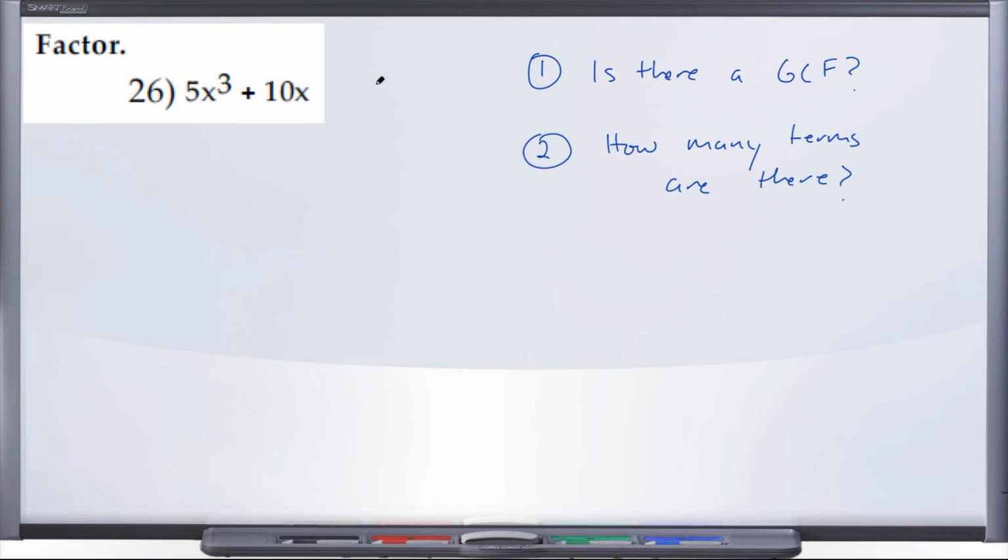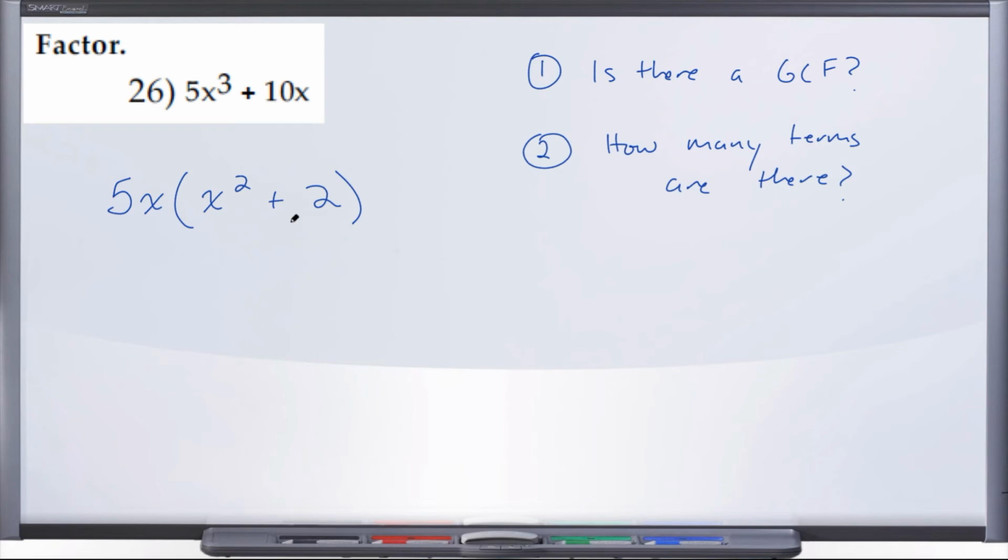Well, first and foremost, let's ask ourselves question one. Is there a GCF? Well, yeah, there sure is, right? We can take out a 5x, and when we take out a 5x, what are we left with? x squared plus 2. And now, how many terms are there? Well, there are two terms left inside the set of parentheses.